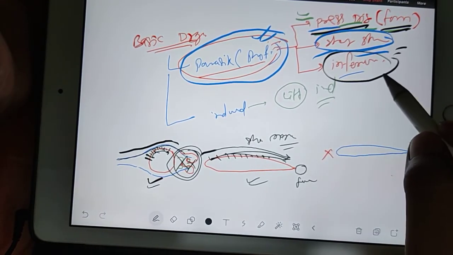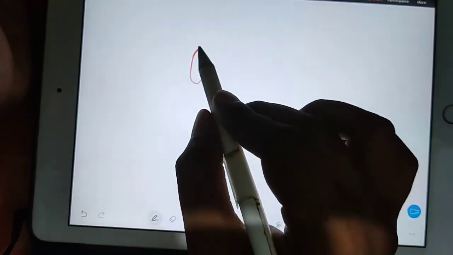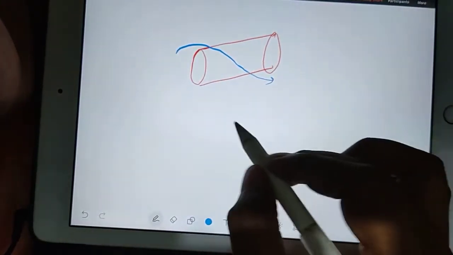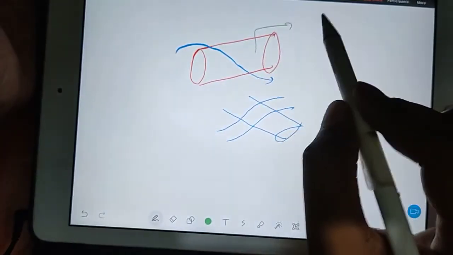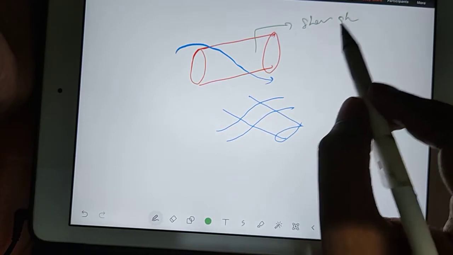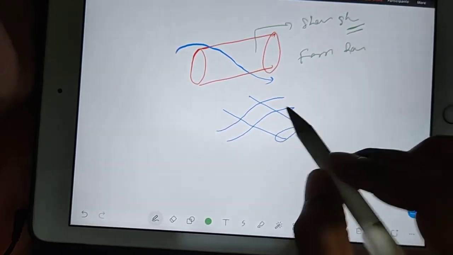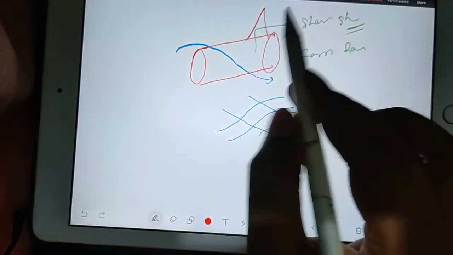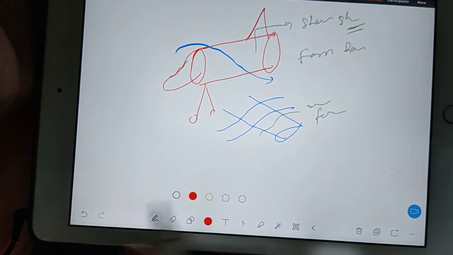Now, what about interference? Interference is very, very easy. I will explain that. See, suppose you have a fuselage. Flow is passing over the fuselage. You have wings, so flow is also passing over the wings. The fuselage will have its own shear stress and its own form drag because of pressure difference. In the case of the wing also, you will have its own shear stress and its own form drag. Then you'll have the tail, landing gears, the cockpit, the nose, everything. They are all separate.